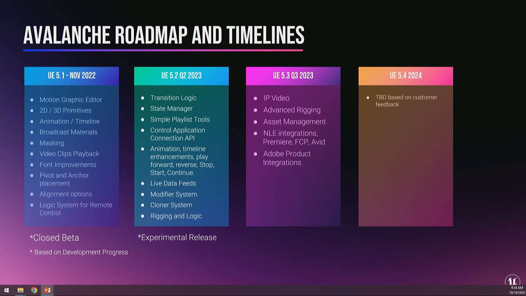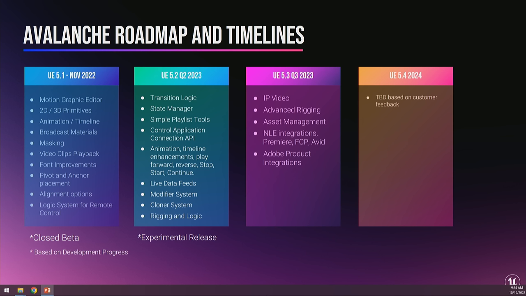In 5.1, we were able to get all those 3D primitives, the timeline changes, some of the masking and Boolean things. There's a bunch of font improvements that, as a broadcaster, you need to be able to build these things and have them stay within the bar and the shapes. So we have a lot of nice UX features of being able to click on it and just drag, saying, hey, stay to this size and shape.